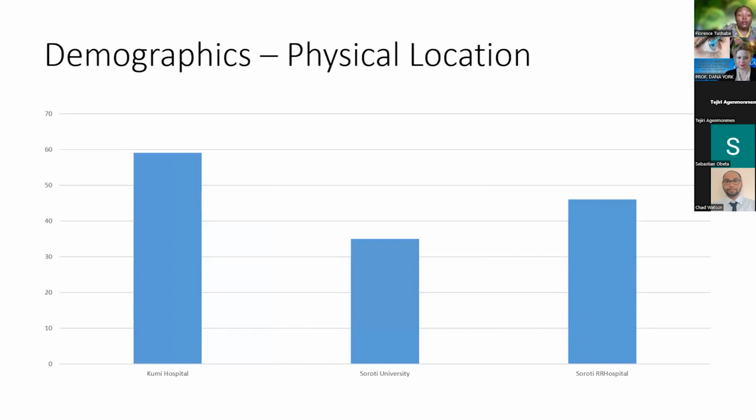Then in terms of location, the majority were from Kumi Hospital. People in Kumi Hospital were very eager to give their samples, and they asked if we can take back some interventions to help their patients. Most of their patients were young, below 10 years of age. The others were from Soroti Regional Referral Hospital, where we only got around 46 samples. And then the negative samples were from the university community. These were all student volunteers who knew their sickle cell status, most of them.